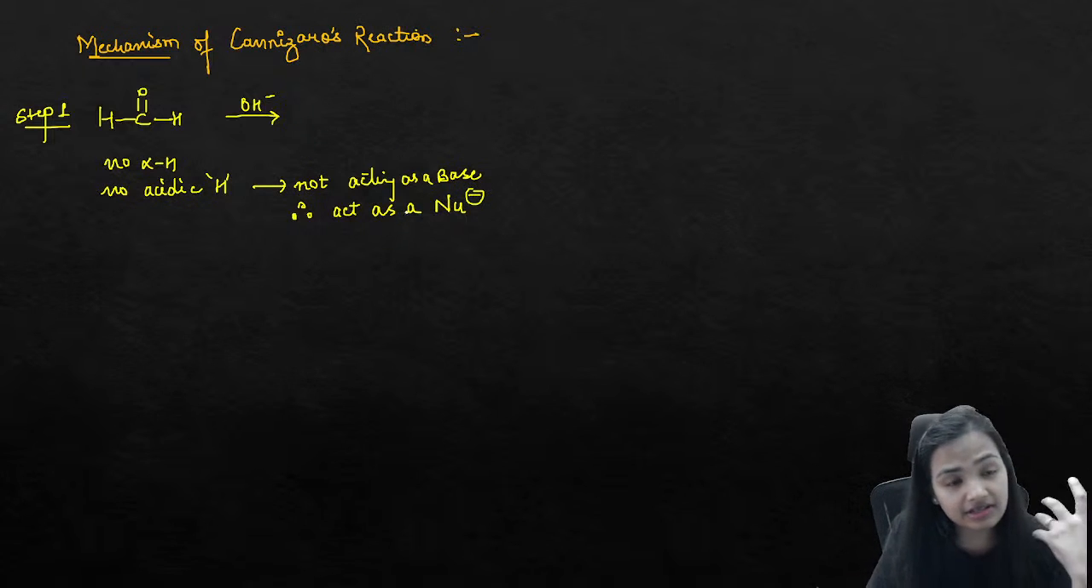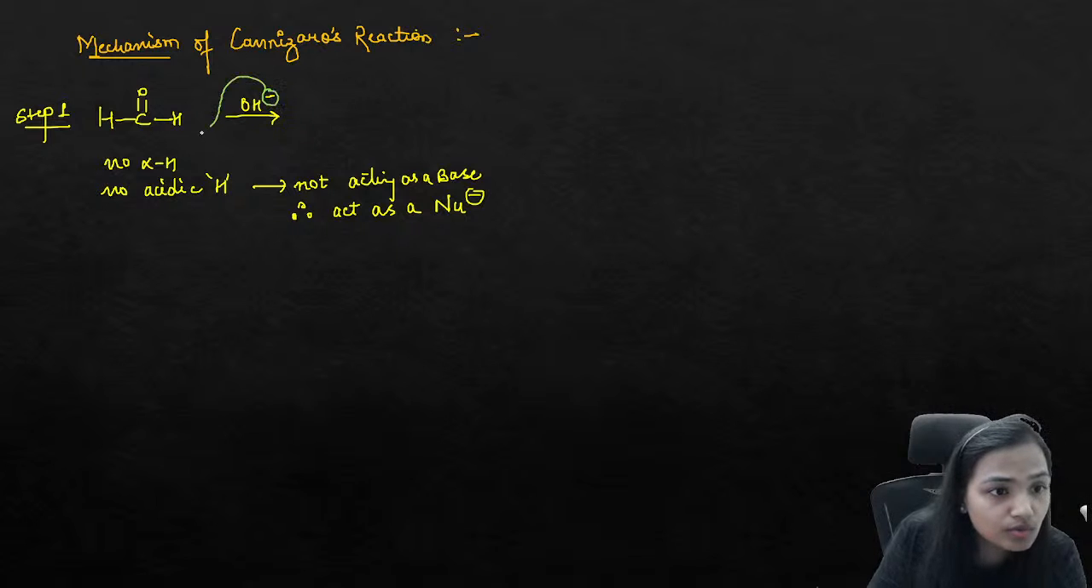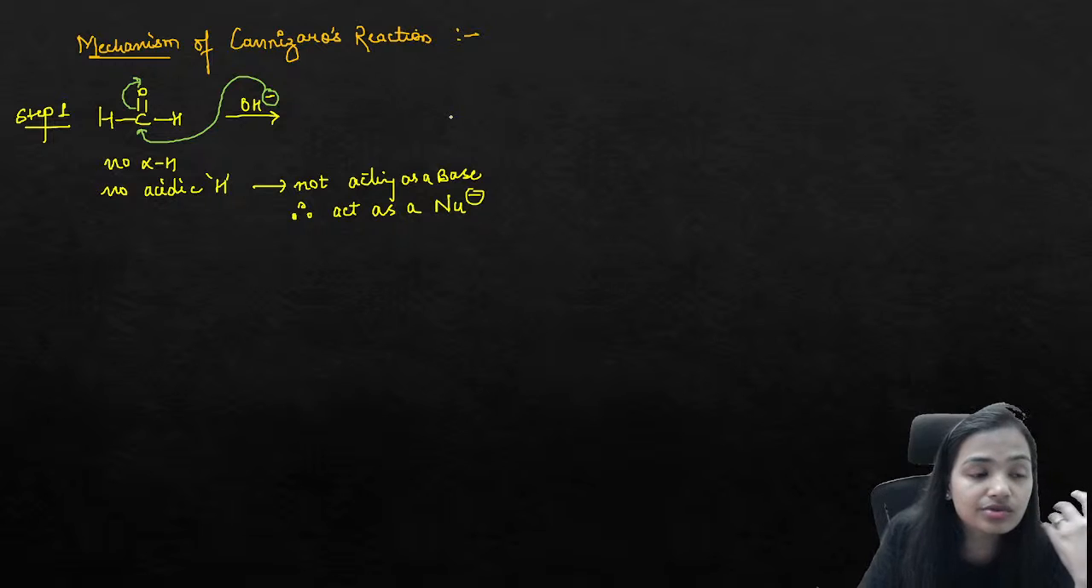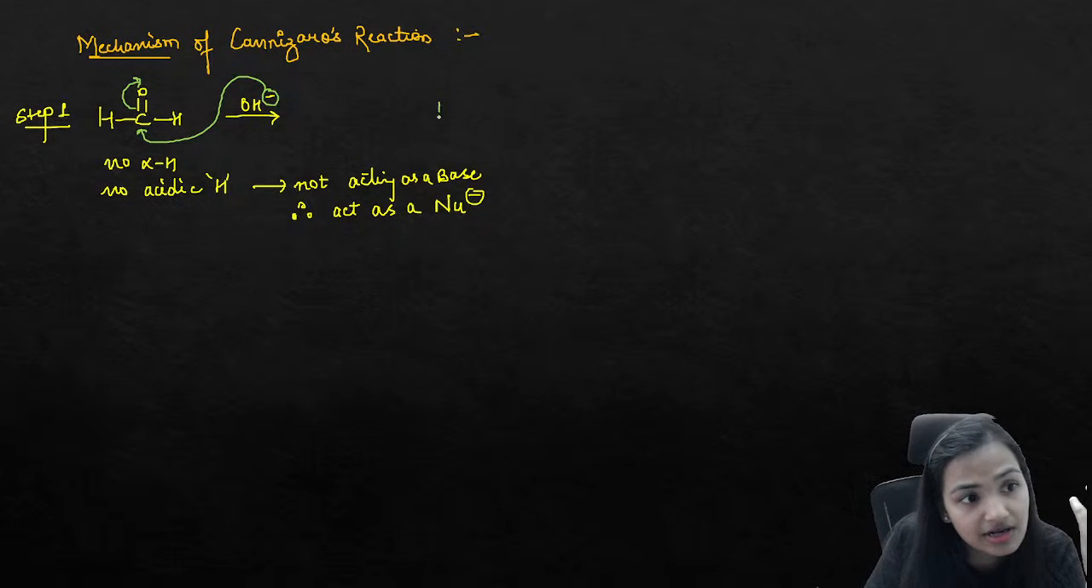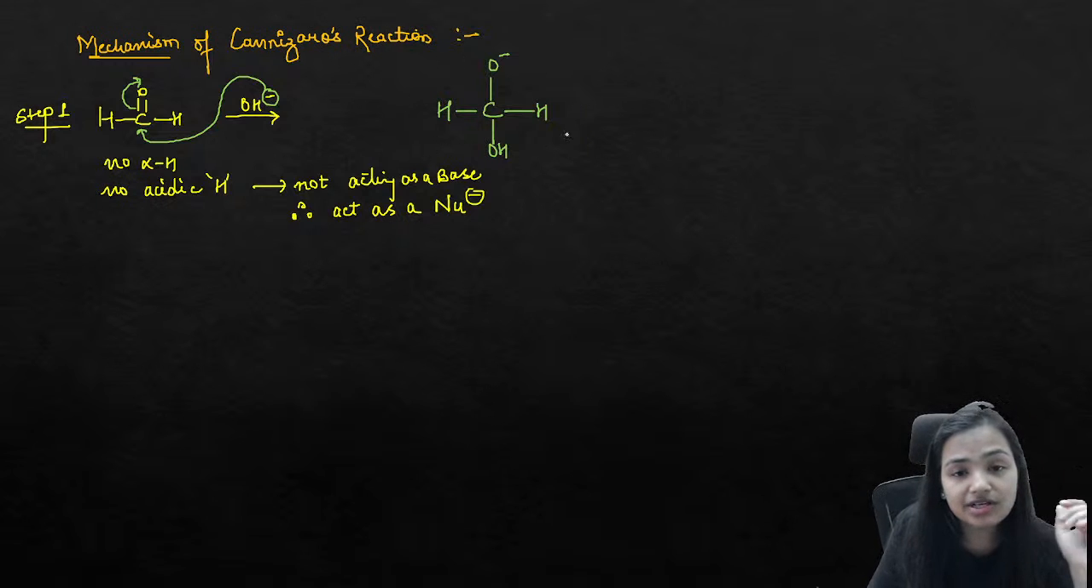So if it is acting as a nucleophile, where would it attack? Being a nucleophile, this will attack the carbonyl center. This is the electron deficient center, and it does the nucleophilic addition reaction. Ultimately we get the OH, this will become O negative, and this is the hydrogen. This is the product so formed.